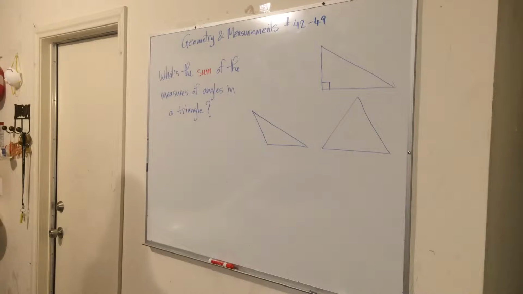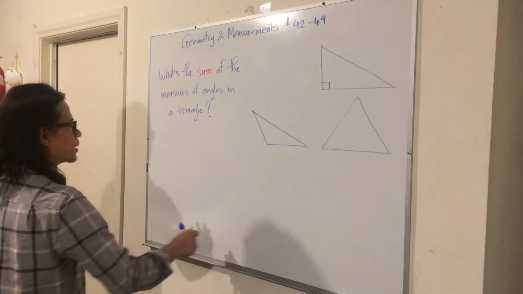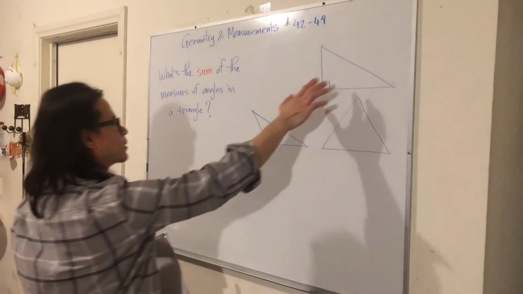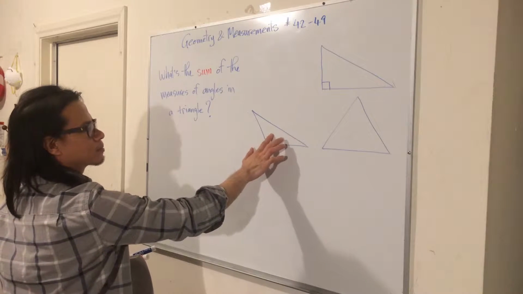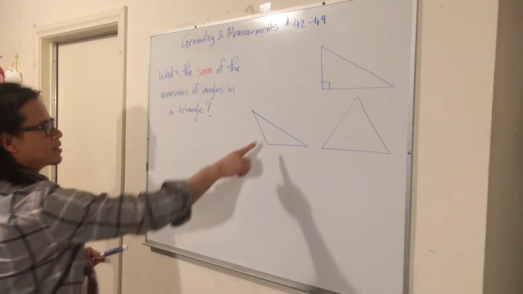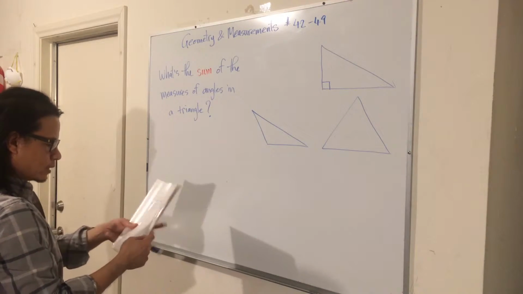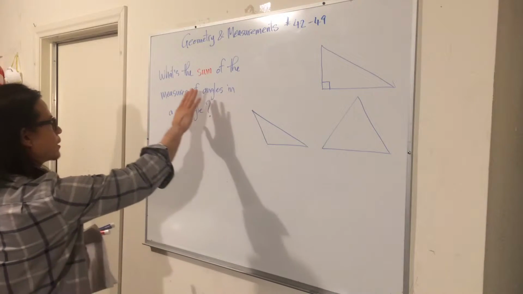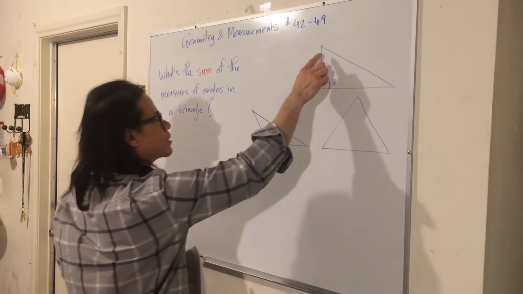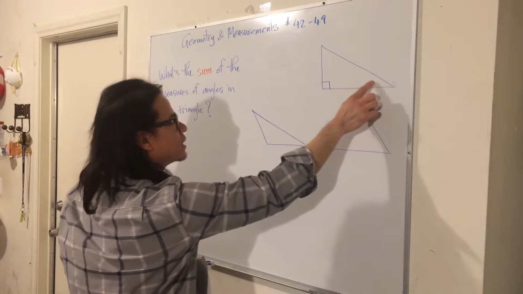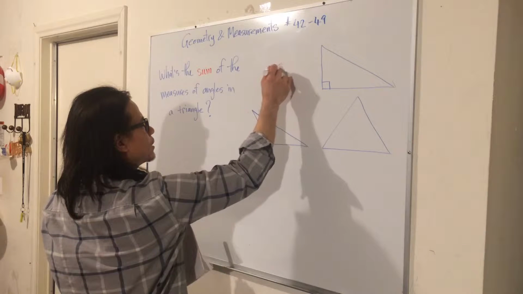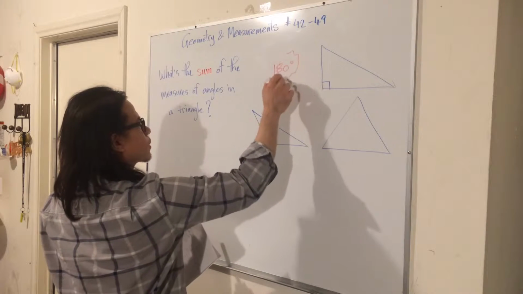This question asks, what's the sum of the measures of angles in a triangle? So we have three various triangles here. This is a right triangle, an equilateral triangle, and this is an irregular one. So let's say that the sum of the angles in a triangle, in other words, this angle plus that angle plus the other all need to add up to be 180 degrees.